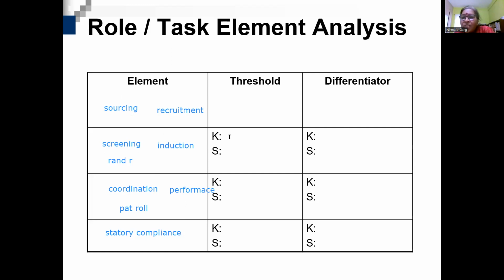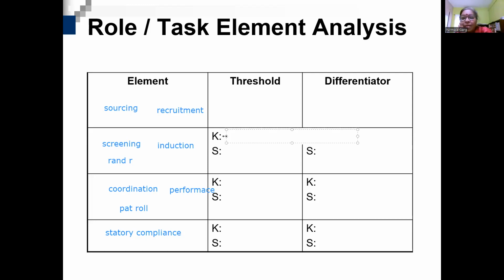Then, we are only looking at recruiter, I will look at what is the knowledge required and what is the skill required at a threshold level. Now I will explain what the threshold is. Threshold means the minimum level of knowledge and minimum level of skill to do effective performance. Got it? So for example, for sourcing, what is the level of knowledge and what is the skill?